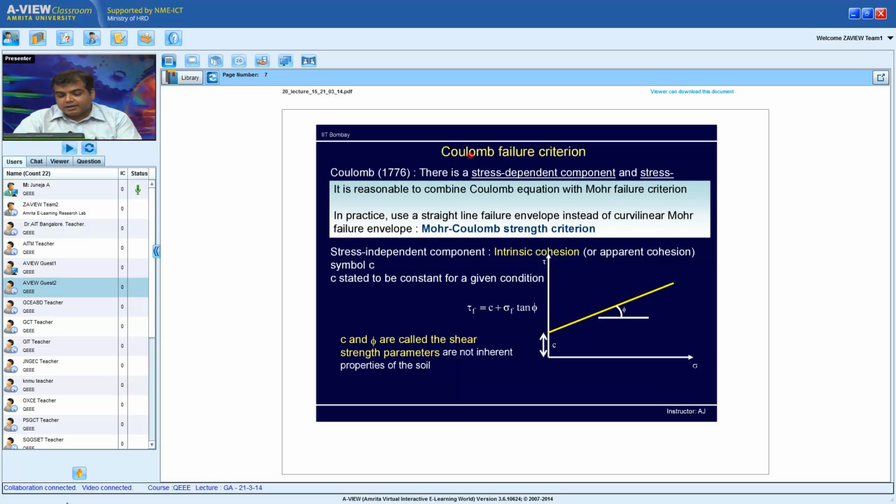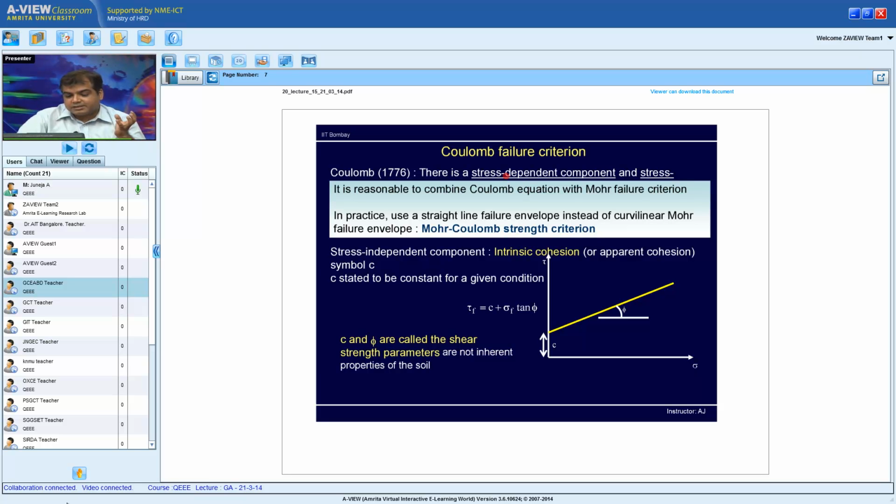Now let's look at Coulomb. Remember, Coulomb came much earlier than Mohr, I think 1776, and the other one is 1900s. So Coulomb made a statement which is something we are very familiar with. He says that in shear strength there is a stress dependent component, and likewise there is a stress independent component.